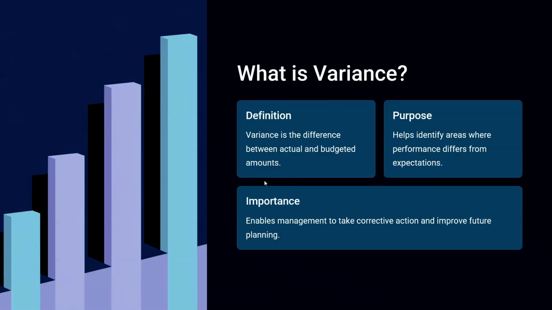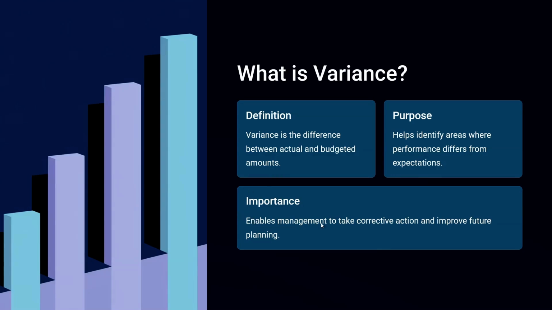So always when we want to make analysis, we need to compare the actual data with the budgeted amount. And we get a difference, we call it variance. It can be positive or negative. So this will help us identify the areas where performance differs from expectations. So by doing analysis, we can identify the areas of performance. Are we performing well in the sales part, in the margin, in the cost of goods sold?